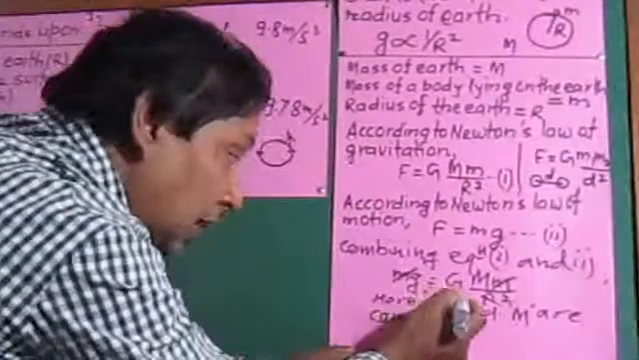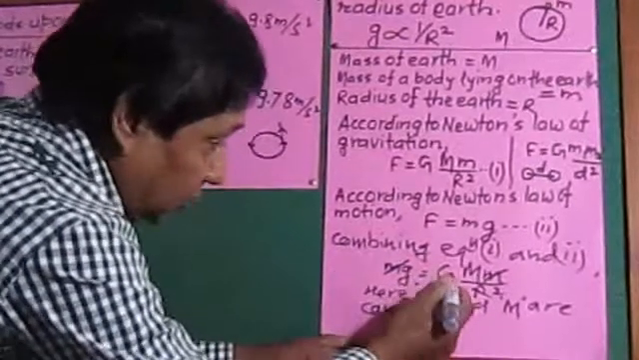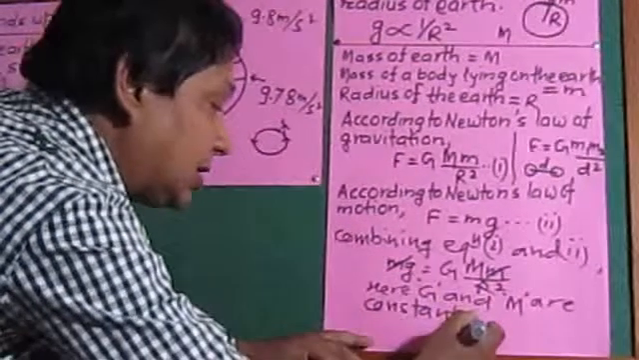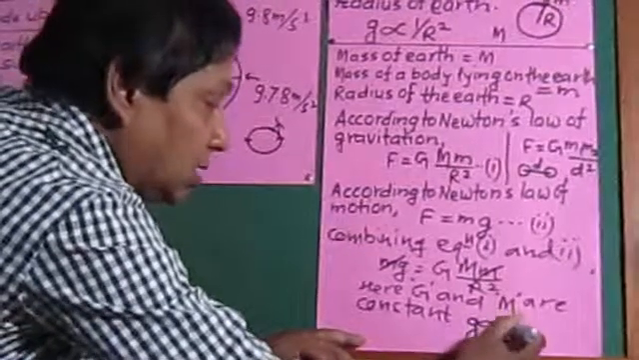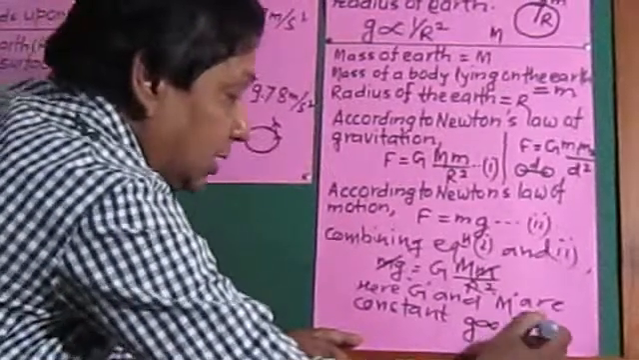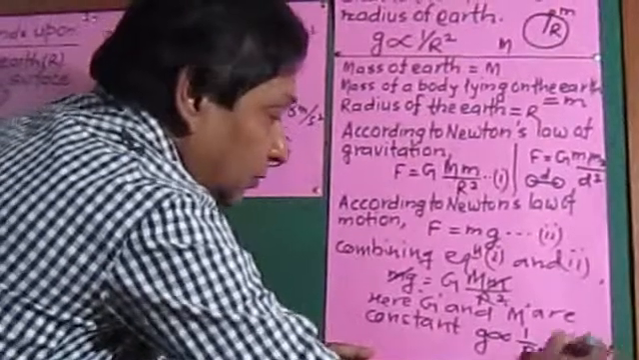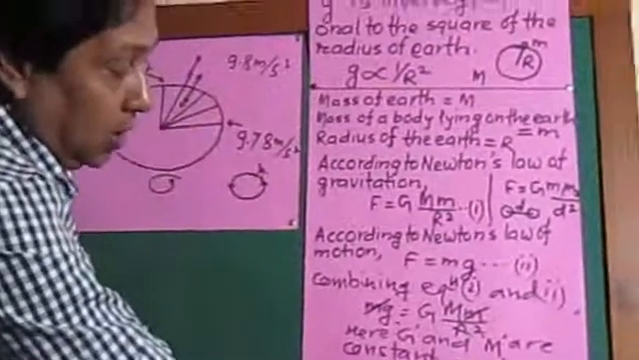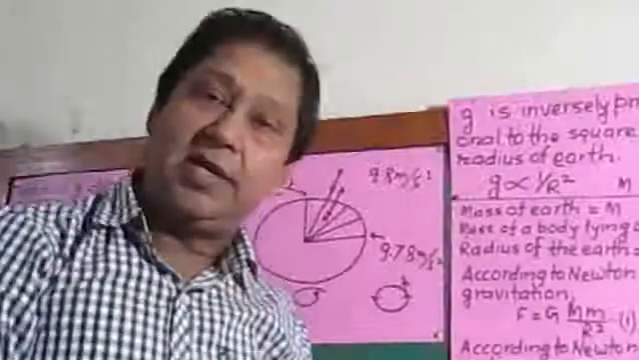That's why, if this equal to sign is removed, because of the removal of the constants capital G and M, we can write g is inversely proportional to R square. This way we can prove that acceleration due to gravity is inversely proportional to the square of the radius of the earth.